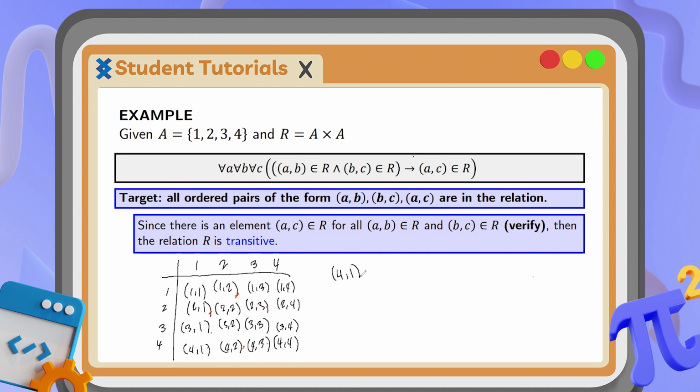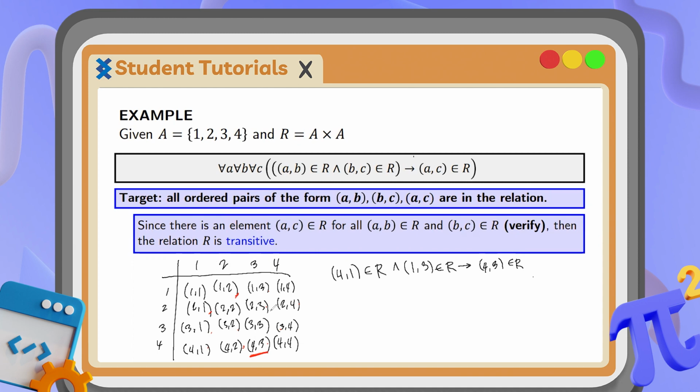So let's say we have (4, 1). And let's have something like (1, 3). We expect that (4, 3) is in the relation. So, based on our table over here, we have (4, 3). And that is good if you're looking for the transitive property for a given relation.